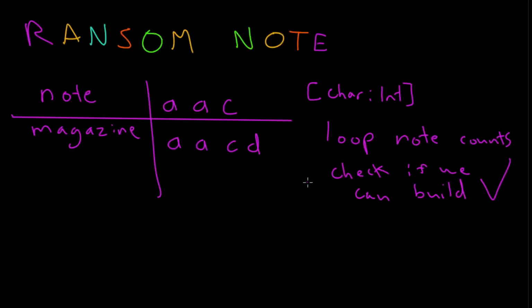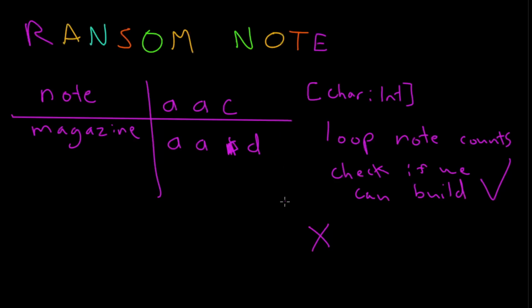And if at any point we don't have enough characters within the magazine to build a specific letter, so let's say for example the magazine didn't have the C here, and as we're looping through the character counts we get to the C, which was going to have a count of 1. If we don't have a C in the magazine, then we know that we cannot build the ransom note from the magazine.